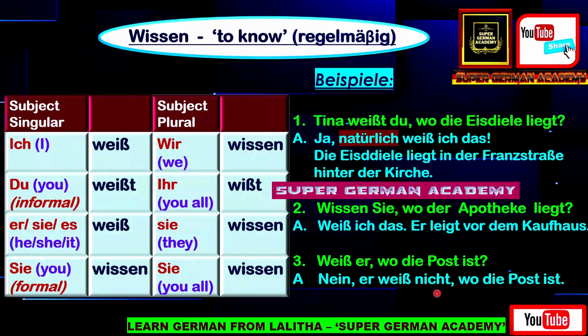Nein, weiß nicht. No, he doesn't know wo die Post ist, where the post is. So, nein, er weiß nicht, wo die Post ist means no, he doesn't know where the post office is. Here, Post in German is for post office. So, I hope you understood about this wissen verb and how to use it in sentences.